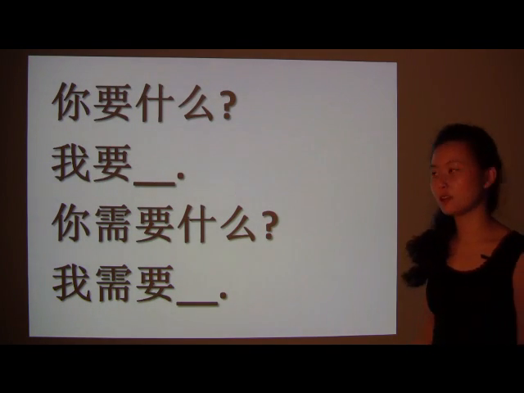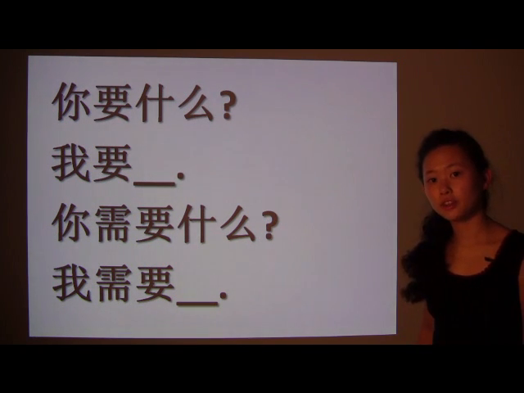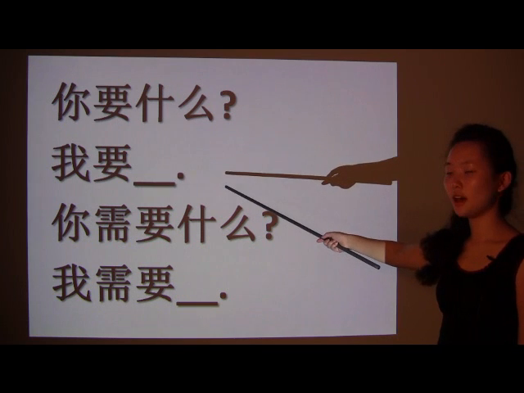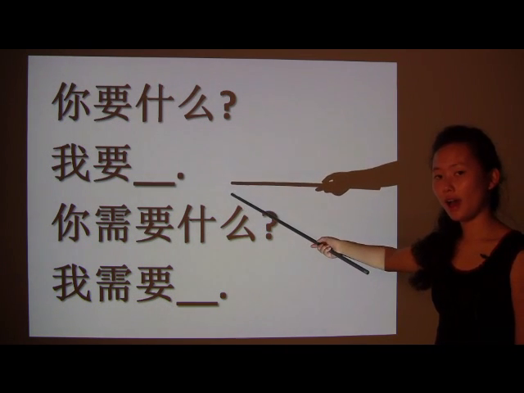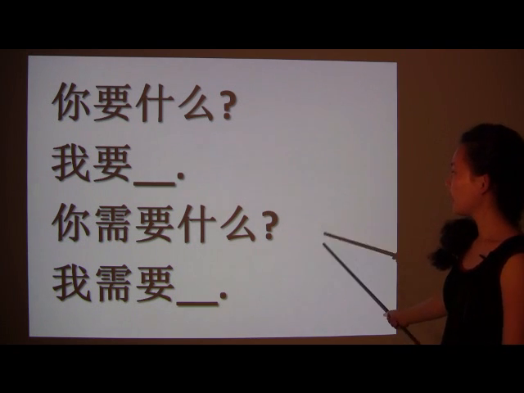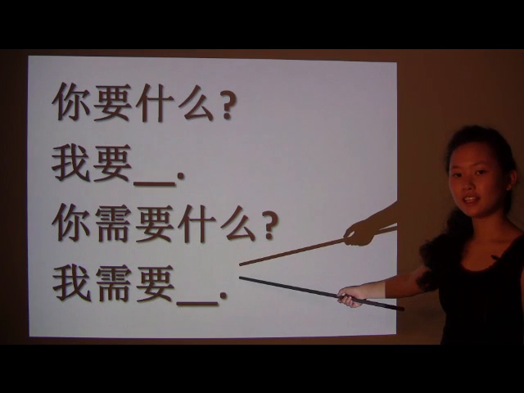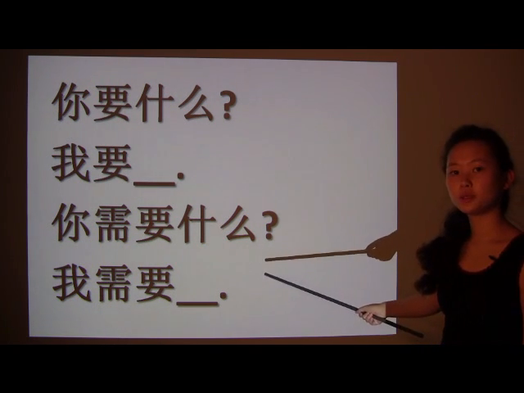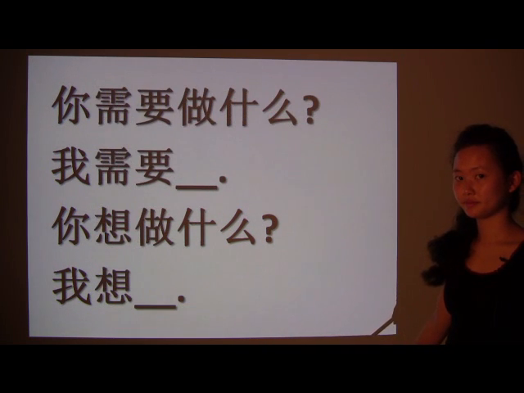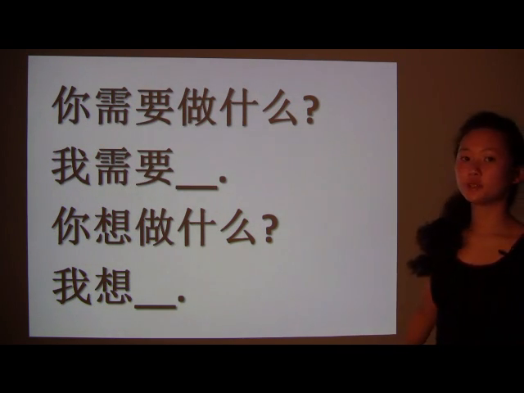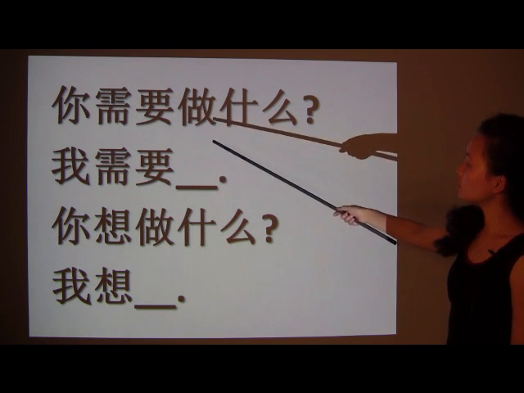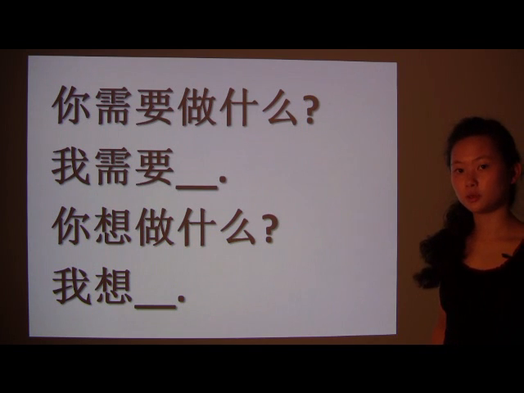And now let's review what we've learned so far. Wants, asking somebody else what they want. 你要什么? What do you want? And then to tell them what you want, 我要, I want. And then if you wanted a cat, 我要一只猫. And then a different but related, 你需要什么? What do you need? 我需要, I need. And then, what do you need to do? 你需要做什么? 做 is like the to do part. What do you need to do?